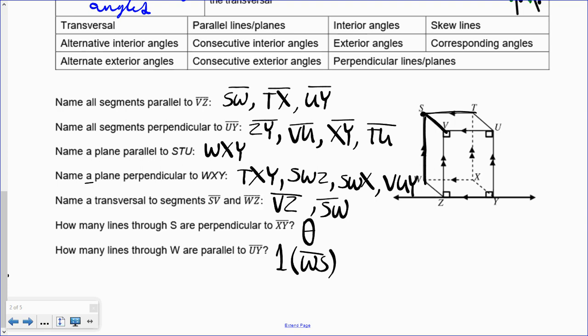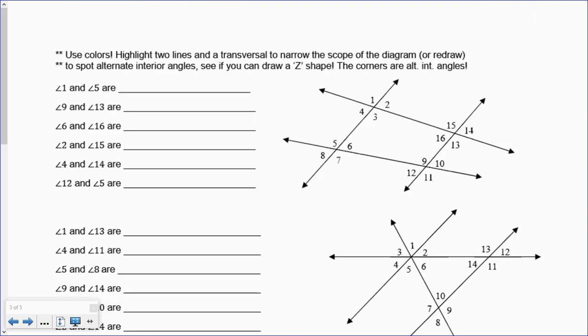Alright, so that's just a little bit of practice with your line stuff. Although primarily what you guys need to be worried about are the angles. So if you turn the page.